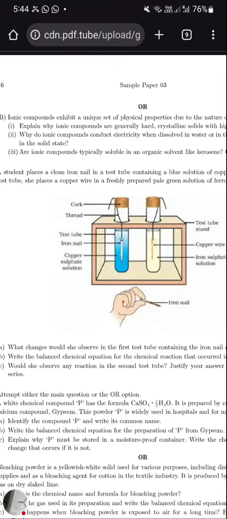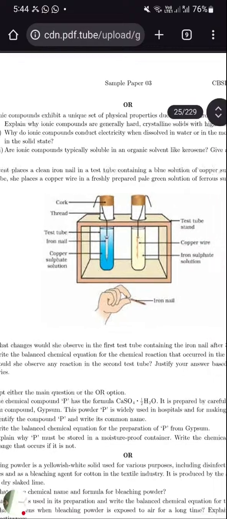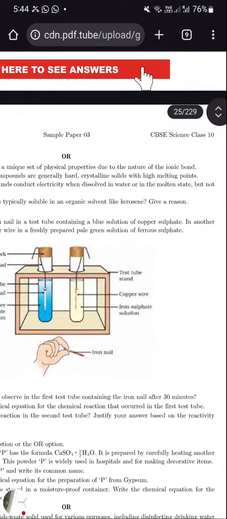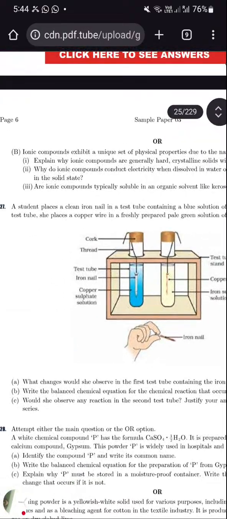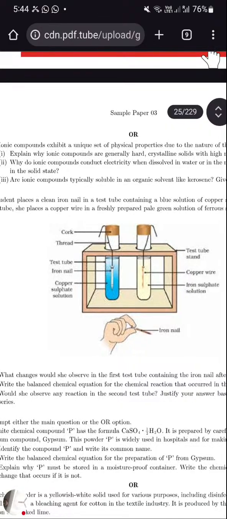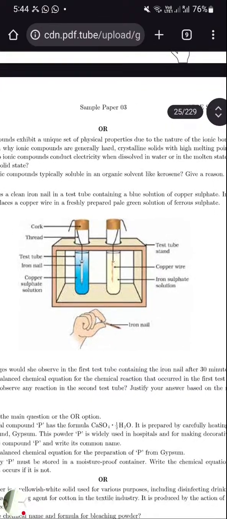Why are they good conductors of electricity when they dissolve in water or in the molten state but not in the solid state? Third one, are ionic compounds typically soluble in organic solvents like kerosene? Give reason. Do they dissolve in organic solvents? Give reason. Do you know all the three answers?